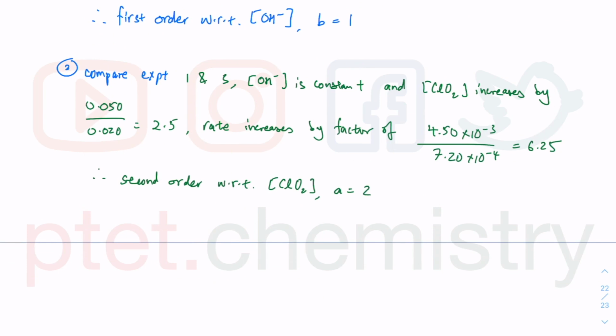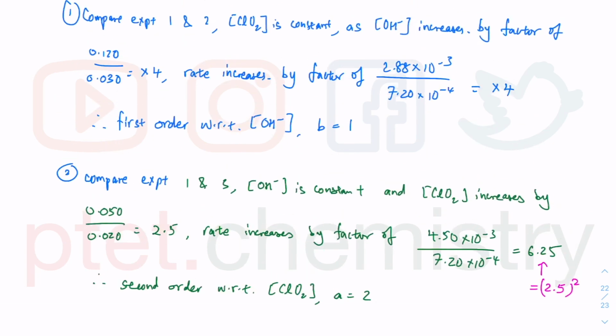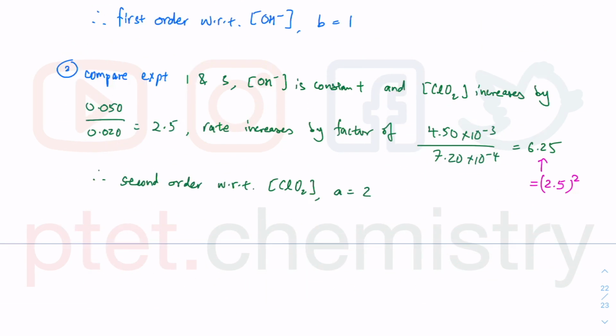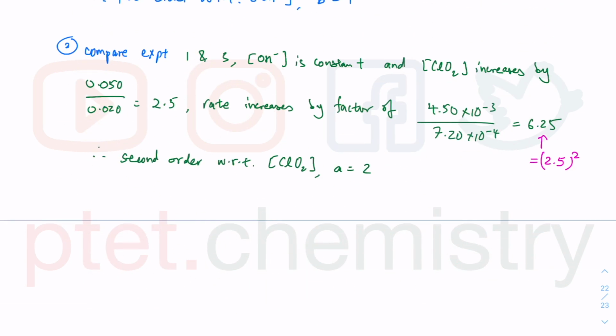So 6.25 just now. This thing is equal to 2.5 squared. That was what happened when I increased the concentration by 2.5. The rate increases by a factor of that squared because it's second order. It's ClO2 to the power of 2. So the number A there is 2. Okay, so for that 2 marks, you should be able to do it pretty quickly.